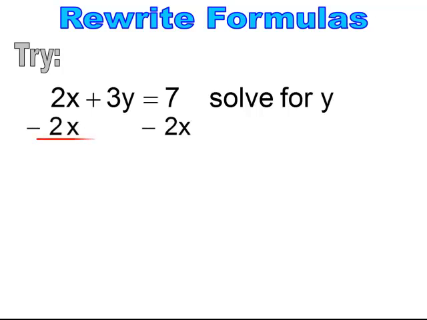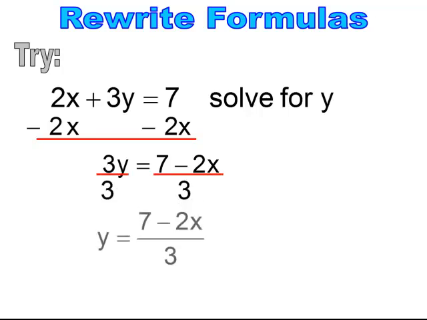So the first thing you're doing here is subtracting 2x from both sides, and then you're going to divide through by 3. So your new formula for y would equal 7 minus 2x all over 3.